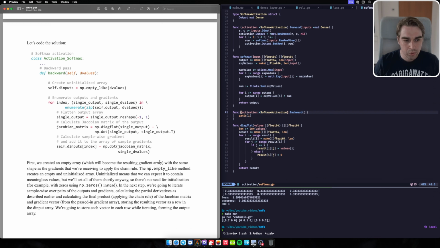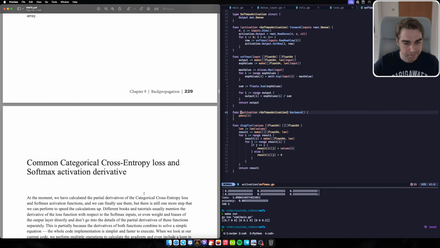In the next step, we're going to iterate sample-wise over the pairs of the outputs and gradients, calculating the partial derivatives as described earlier and calculating the final product of the Jacobian matrix and gradient vector. Storing the resulting vector as a row in the input array. We're going to store each vector in each row while iterating, forming the output array.